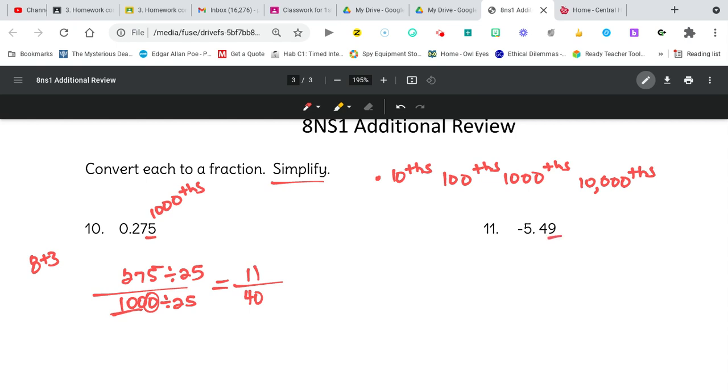All right, here 9 ends in the hundredths place. This is your whole number. Write it as a big number. And then 49 over 100. And it's already in simplest form, so you're done.